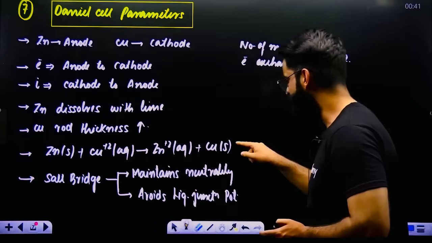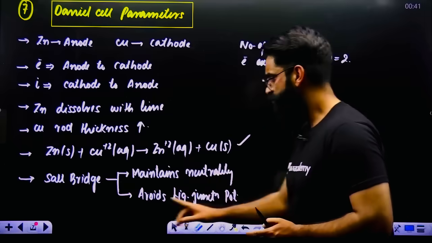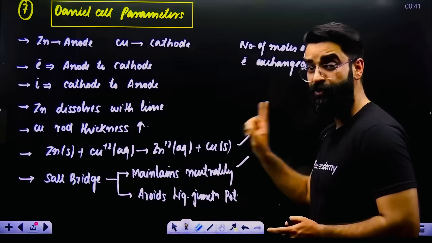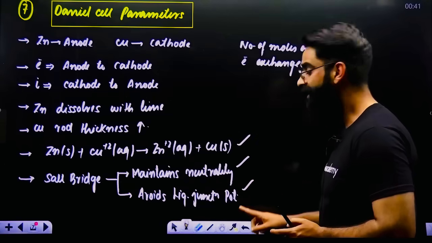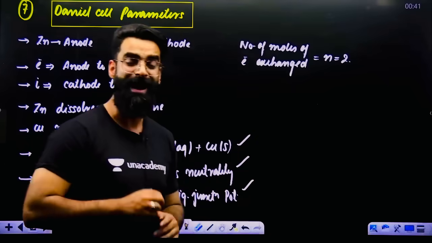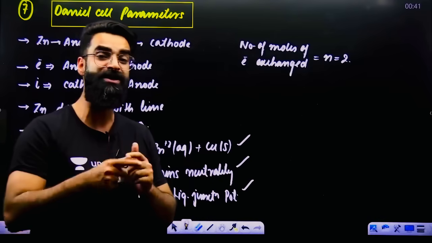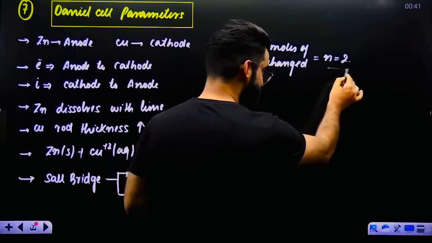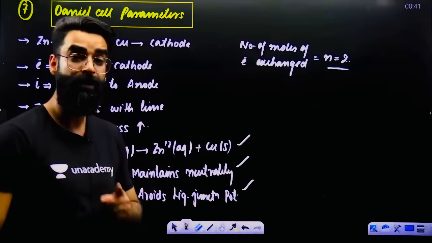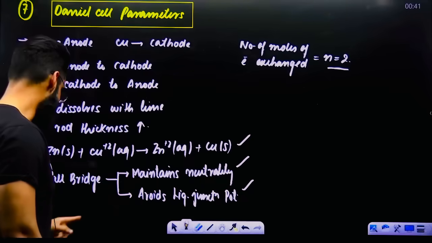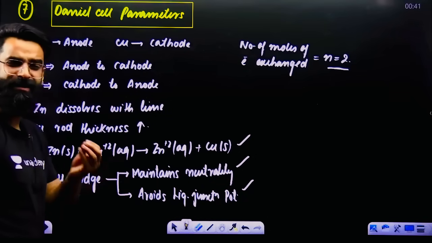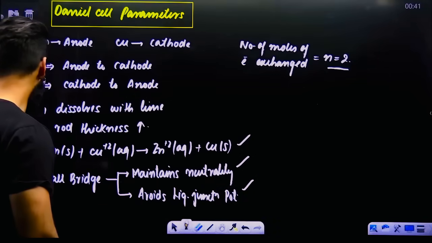This is the net reaction which takes place in the Daniell cell. Salt bridge maintains electrical neutrality in both the solutions, or you can say it avoids the liquid junction potential. And how many moles of electrons are exchanged between anode and cathode? 2 moles of electrons are exchanged between anode and cathode when it comes to your Daniell cell. These are some of the short things. Out of these, anything can be asked in your upcoming NEET examination.